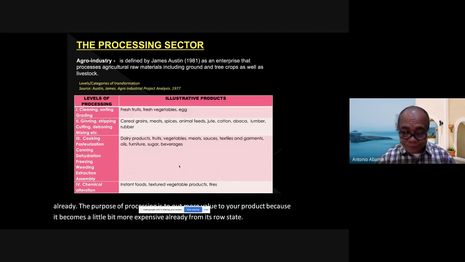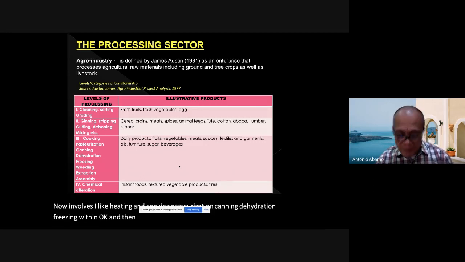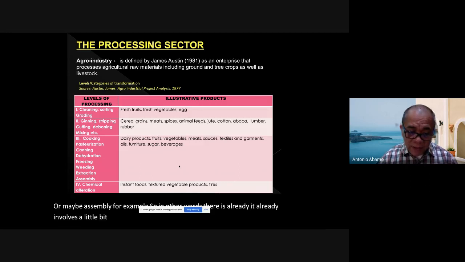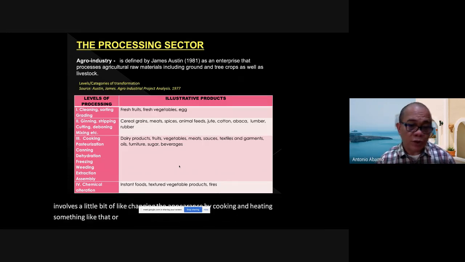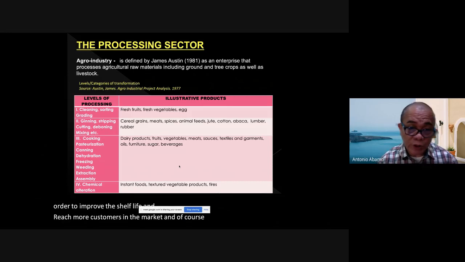Now, level three involves heating and cooking, pasteurization, canning, dehydration, freezing, weaving, okay? And then extraction or maybe assembly, for example. So in other words, it already involves a little bit of changing the appearance by cooking and heating, something like that. Or in putting it into a frozen condition, okay? What's the purpose? In order to improve the shelf life and reach more customers in the market, and of course, giving more value addition to the product.